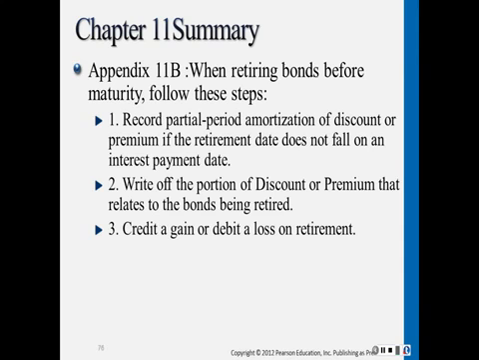When retiring bonds before maturity, follow these steps. Record partial period amortization of discount or premium if the retirement date does not fall on an interest payment date. Write off the portion of discount or premium that relates to the bonds being retired. Credit a gain or debit a loss on retirement.